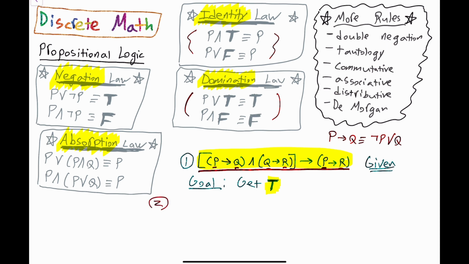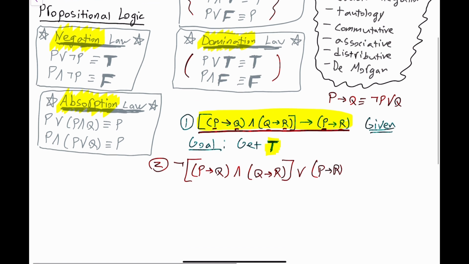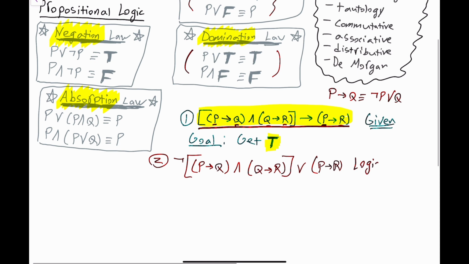So for line 2, we're going to deny that antecedent and put it in a disjunctive relation with the consequent. So not, bracket, parentheses, P arrow Q, close parentheses, and parentheses, Q arrow R, close parentheses, close brackets. So we deny the antecedent, and then we put it in a disjunctive relationship with the consequent. So or, parentheses, P arrow R. And that's just a logical equivalency. Some textbooks call that particular logical equivalency an implication. Now I think I'm going to abbreviate most things from here out.